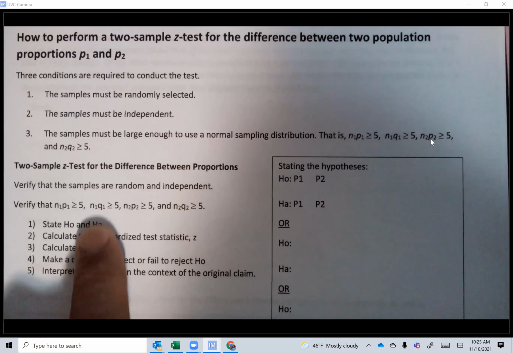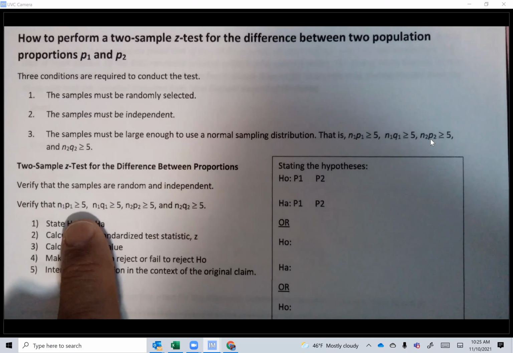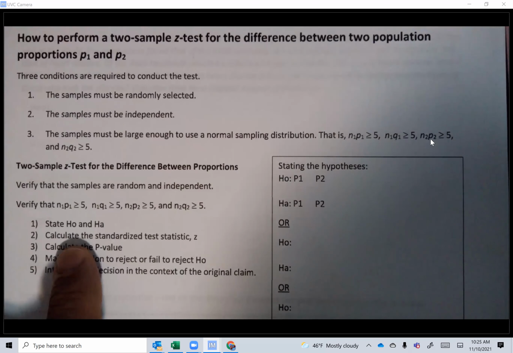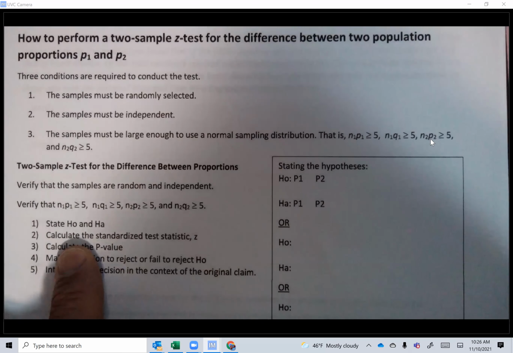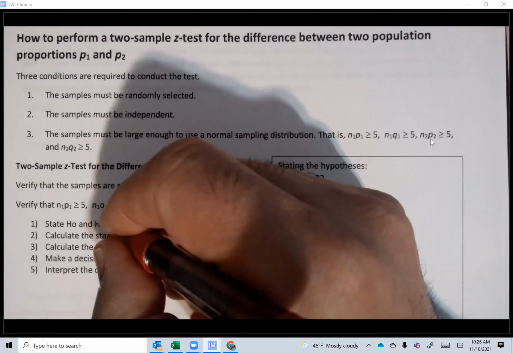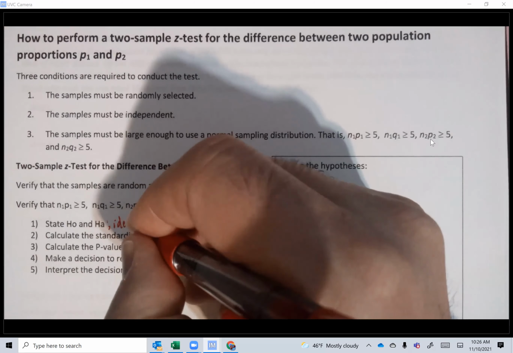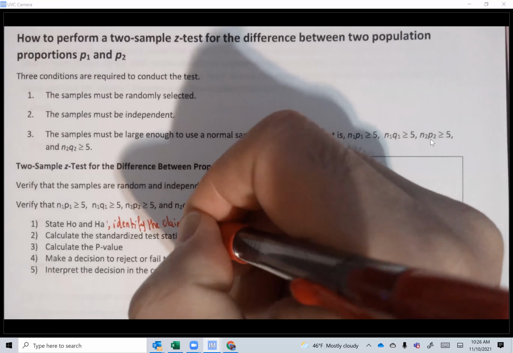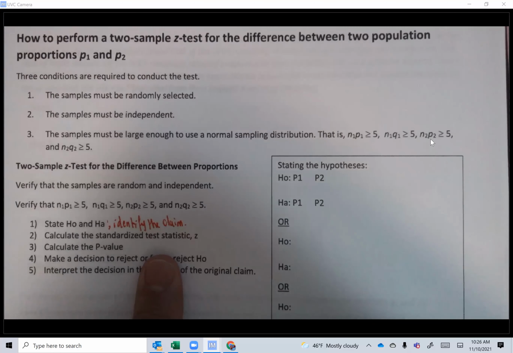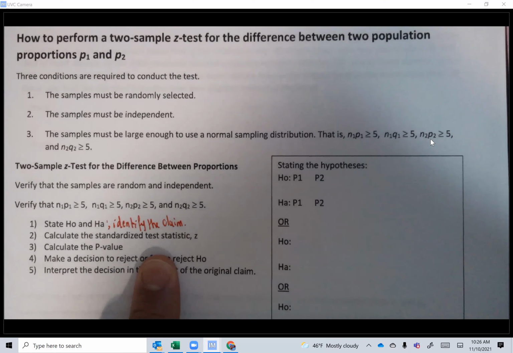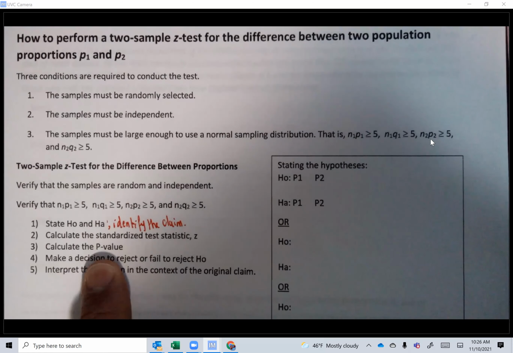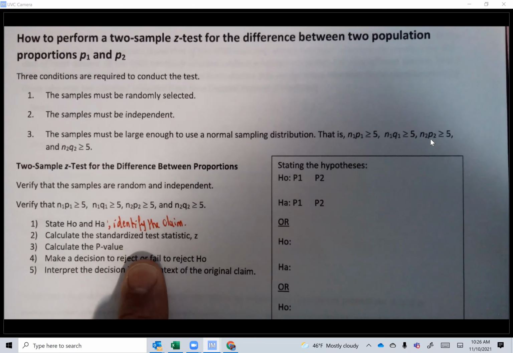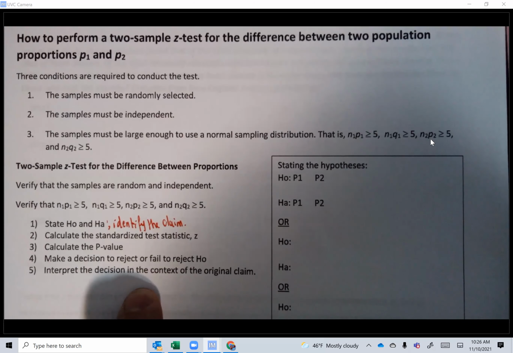So in order to run a two sample proportion test for the difference between two proportions, first of all, you have to verify the conditions of the test. And then look, guys, nothing new. State H0 and HA and identify the claim. I will add this. Calculate the test statistic Z. Calculate the p-value. Make a decision to reject or fail to reject H0. Interpret the decision in the context of the original claim.